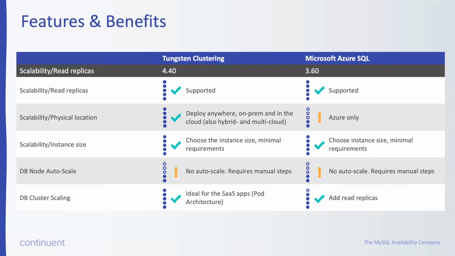And so this lends itself really well for a pod style architecture with Tungsten Clustering. With Microsoft Azure, you just simply add read replicas, and that's how you scale. There's really not much you can do beyond that.